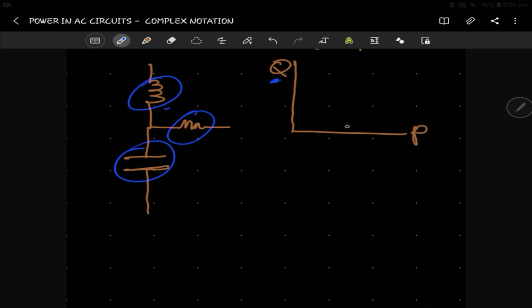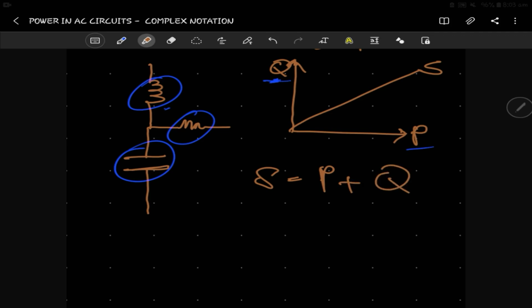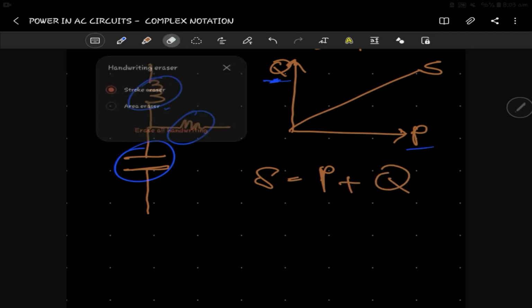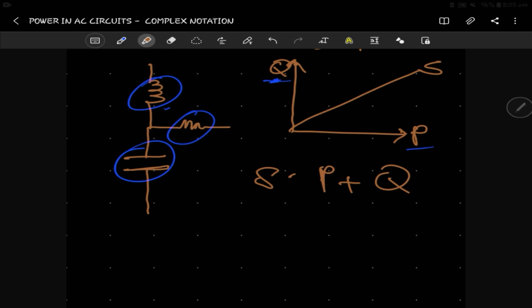And then we said that when we have a system that has these two in it, and these are vectors to be clear, we end up having a combination of them, which we call the apparent power, which is S. Within the apparent power we have a real power component and a reactive power component. I'm just writing this, this is not how we write it, but I'm just showing.